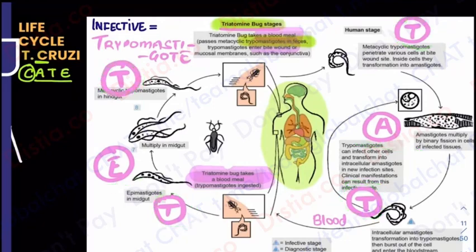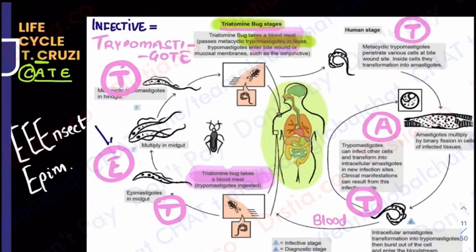So remember, in the insect, from today onwards, I am going to call it insect. What will be seen in the insect? The epimastigote form will be seen. So that is what you should never complain of. Where will the amastigote be seen? Not in the insect. The amastigote form is going to be seen in the adult human beings.